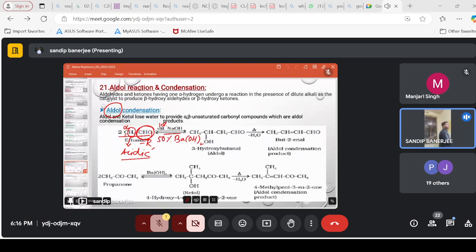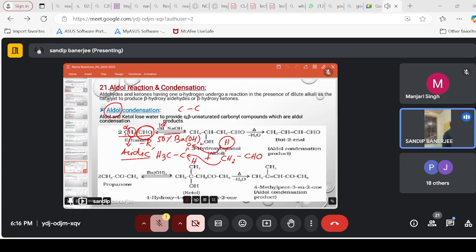By this reaction, the specialty is that a carbon-carbon bond is formed. So in this case, what happened? Look at this. I am starting with one carbonyl compound, your acetaldehyde, and the second component is CH2, one hydrogen, CHO. What happened? This hydrogen will be transferred to this oxygen, and this carbon will connect with this carbon. This is the main theme.